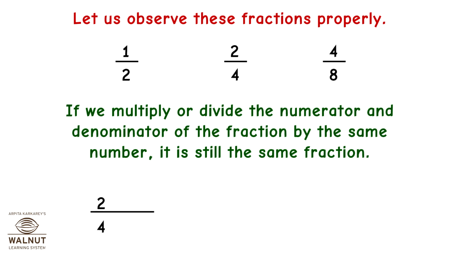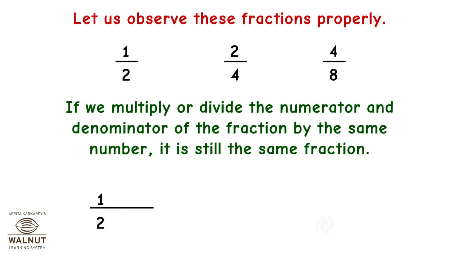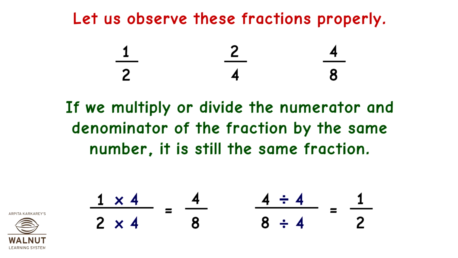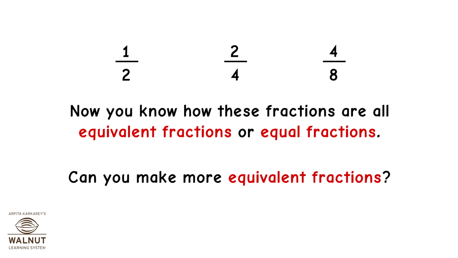Let's take 2 upon 4. 2 into 2 upon 4 into 2 is equal to 4 upon 8. 4 divided by 2 upon 8 divided by 2 is equal to 2 upon 4. Now, 1 into 4 upon 2 into 4 is equal to 4 upon 8. 4 divided by 4 upon 8 divided by 4 is equal to 1 upon 2. Now, you know how these fractions are all equivalent fractions or equal fractions. Can you make more equivalent fractions?